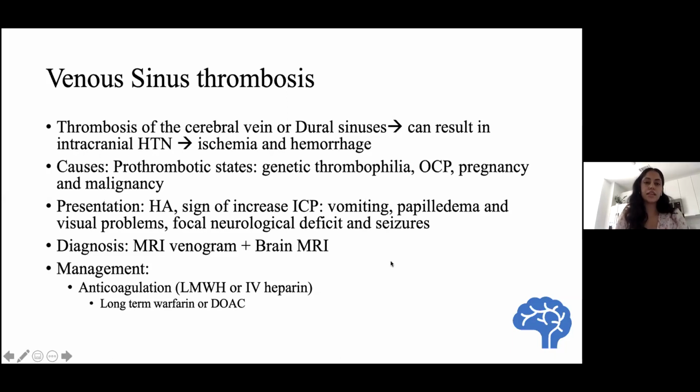So the causes tend to be you have to be in a prothrombotic state. It could be genetic, it could be you're on oral contraceptives, pregnancy or malignancy. The presentation tends to be very vague with signs of headaches, as well as other signs of increased intracranial pressure. Diagnosis is made with MRI venogram or brain MRI, where you'll see the opacification of the venous sinuses, or lack of opacification if you're doing it with contrast. And then management is you anticoagulate them, and long-term warfarin or DOACs are used.